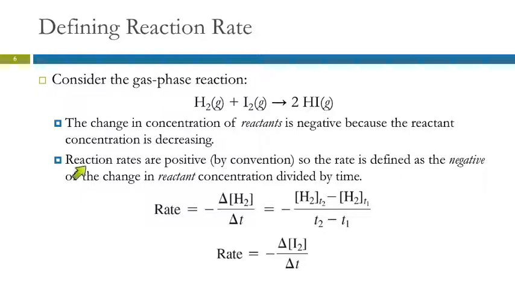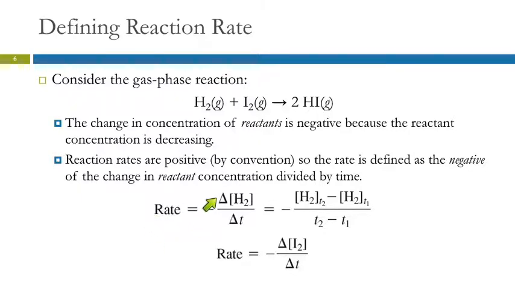By convention, we always express reaction rates as being positive. Just like we always talk about the speed of a car as being positive. The direction, is north positive and south negative? I don't know. We would talk about direction in terms of north, south, east, or west. We don't say we're going minus 50 miles an hour. We would specify that in terms of direction. So reaction rate here is also positive.